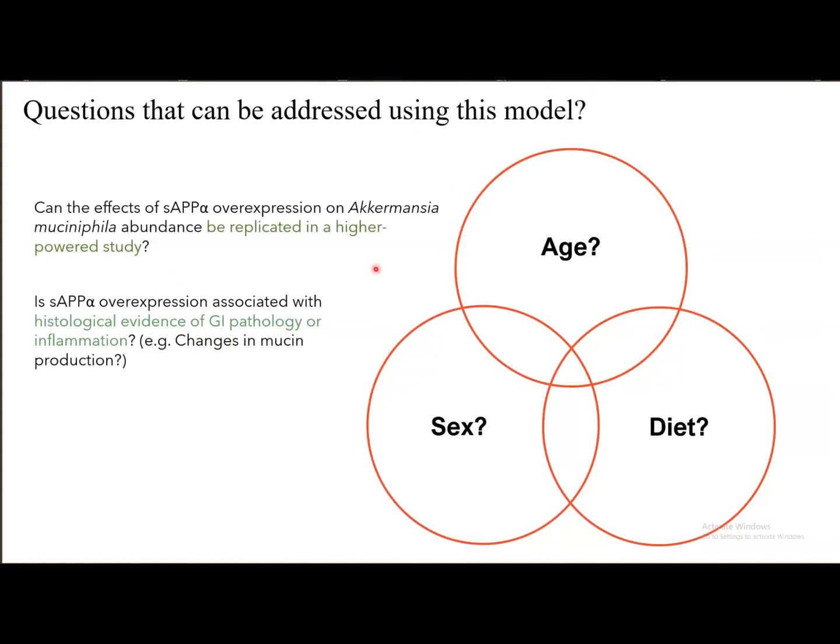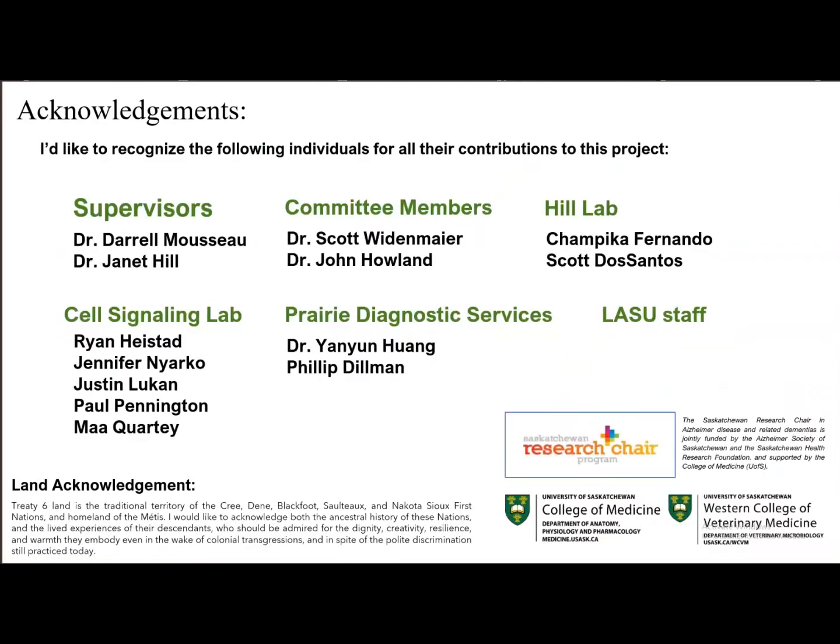Can the effects that I showed in the study on Akkermansia muciniphila abundance be replicated in a higher powered study with more mice? And as well, is this SAPP alpha overexpression associated with evidence of GI pathology or inflammation? Because we know that reduced abundance of Akkermansia shows up in ulcerative colitis and IBD. And those things are very common in people with autism spectrum disorder. So does this cause changes to the intestinal tract pathologically in the mice? Do we see changes in mucin production? That's another good question. And I guess that's the end of it.